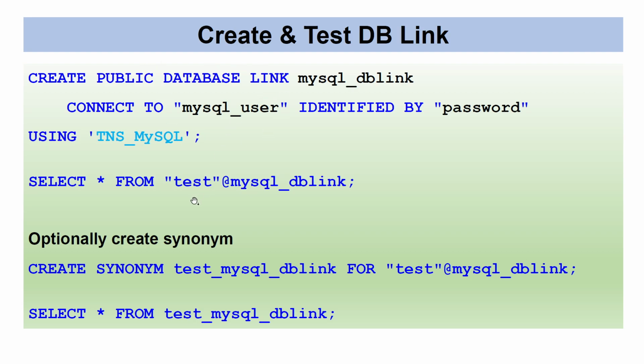Once you have created the DB link, you can now access the data present in the MySQL database from the Oracle database using this particular syntax: select star from name of the table, which is the MySQL table, at DB link name. Now, if you want to, you can optionally create a synonym using the create synonym statement. So create synonym, name of the synonym, for the table which is from MySQL, at the DB link of MySQL. Once you have created the synonym, if you do select star from the synonym name, you are actually referring to the underlying table which is hosted in MySQL over the DB link.